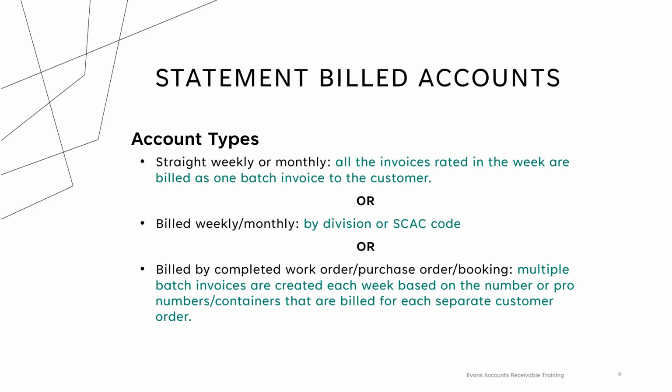Statement billed accounts have three account types based on the customer's billing needs. A customer can be billed straight weekly or monthly. This is when all the invoices rated in the week are billed as one batch invoice to the customer. Or a customer can be billed weekly or monthly by division or SAT code. Lastly, a customer may be billed by completed work order, purchase order, or booking. This is when multiple batch invoices are created each week based on the number of pro numbers and containers that are billed for each separate customer order.